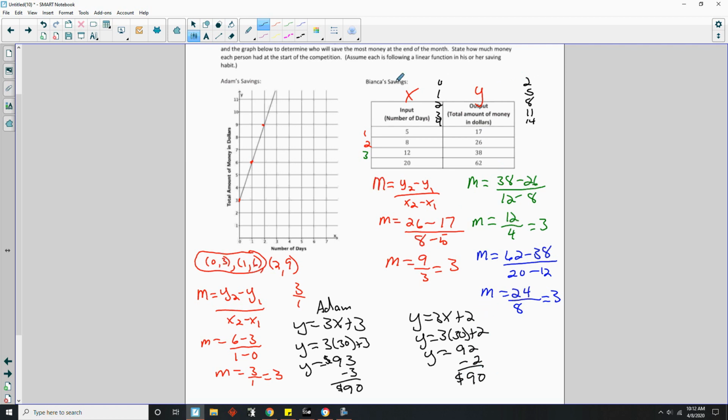So the question didn't ask who will have more money by the end of the month. Adam will, because he started with $1 more than her. He started with $3, saved $3 a day, and ended up with $93. She had $2, saved $3 a day, and ended up with $92. So they both saved $90. So they saved the same amount of money.